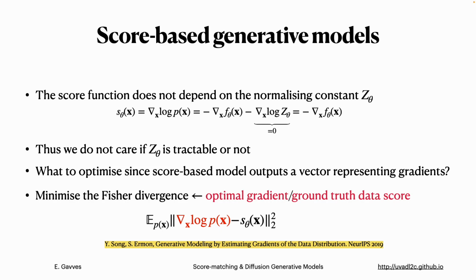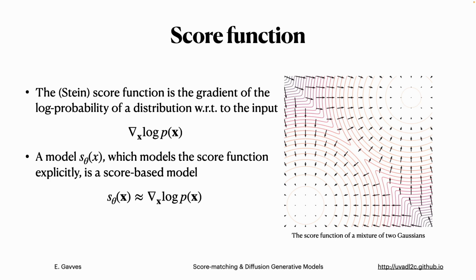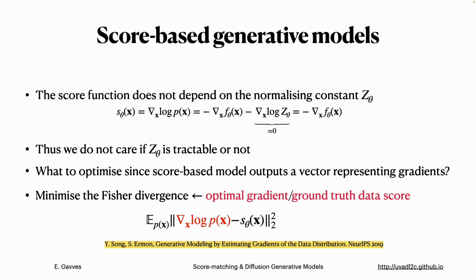Now, the good thing about the score function is that it does not depend on any normalizing constant. So P of x, that's why it's an energy-based model, right? I can define a model in such a form. If I try to compute its score function, I get no normalizing constant. So this is my score function, or the model that tries to approximate the score function, which is the gradient of the logarithm of the probability.